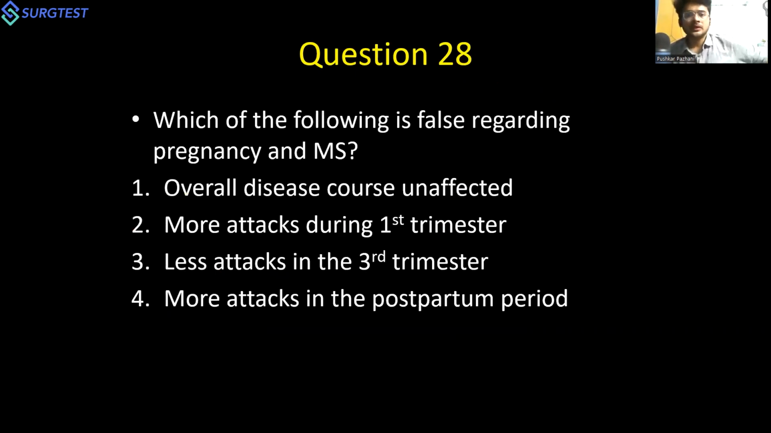Question number 28, again a factual question, guys. Which of the following is false regarding pregnancy and multiple sclerosis? Please open the polls. Overall disease course is unaffected, more attacks in the first trimester, less attacks in the third trimester, and more attacks in the postpartum period. Purely factual question. It's an all or none phenomenon. Either you know it or you don't. If you don't, it's okay, I'll tell you right now. Most of you are getting it right. Remember, the question is what is false, not what is true.